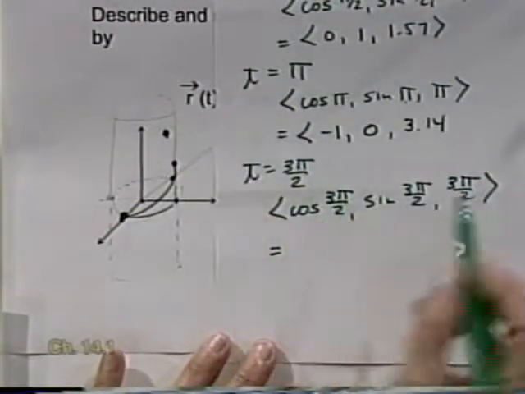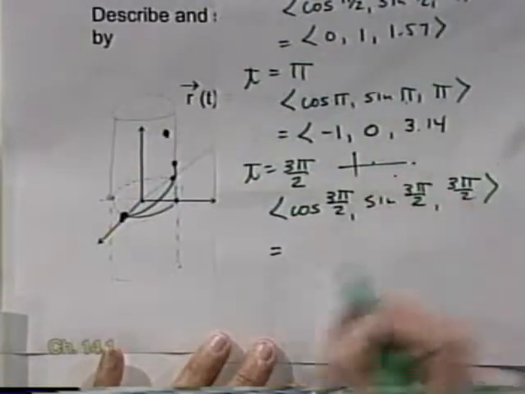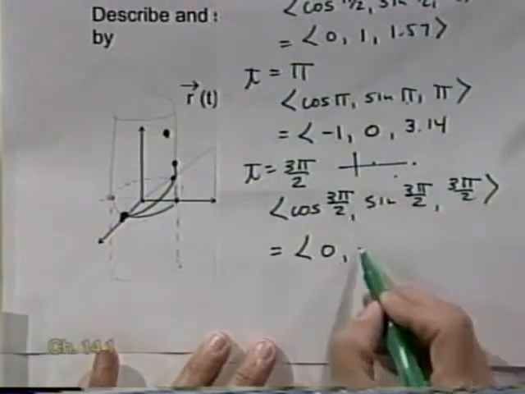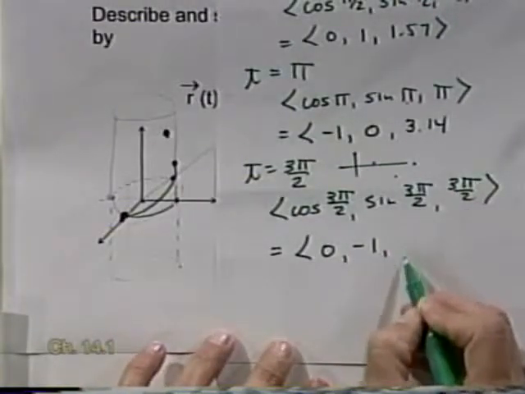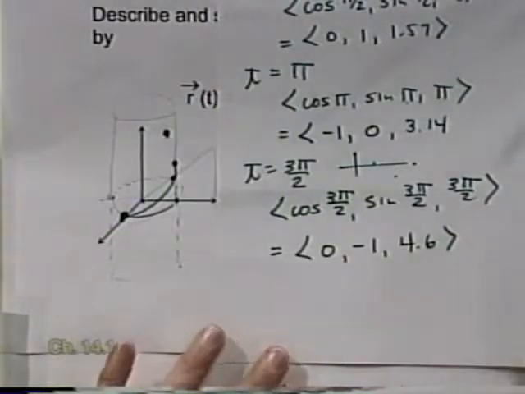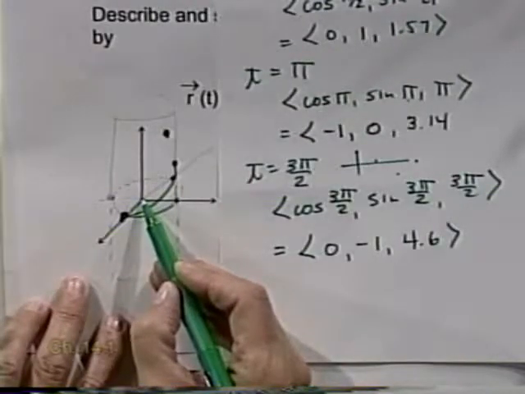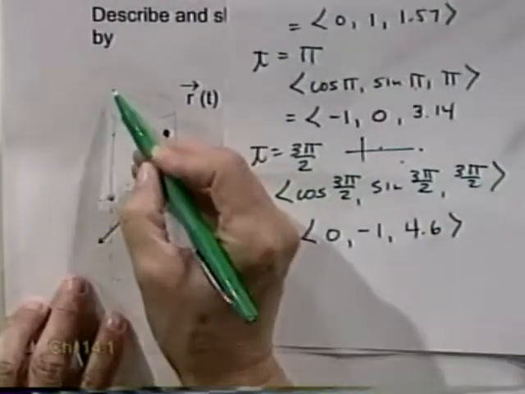Cosine of 3 pi over 2, I'm thinking, what does the cosine graph look like? It goes here, here, here, here. Cosine of 3 pi over 2 is 0. Sine of 3 pi over 2 is -1. And 3 pi over 2, what was it, about 4.6? I'll say about 4.6, that'll work. So if I plot the point, go in the x direction 0, in the y direction -1, and then up 4.6 will be about here.